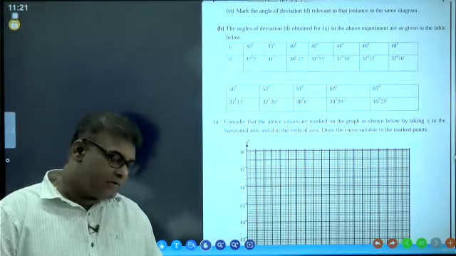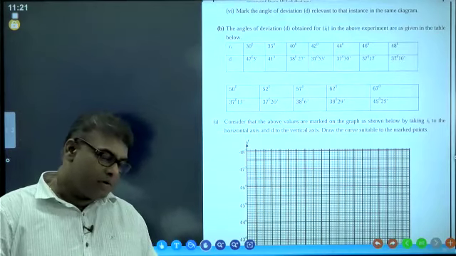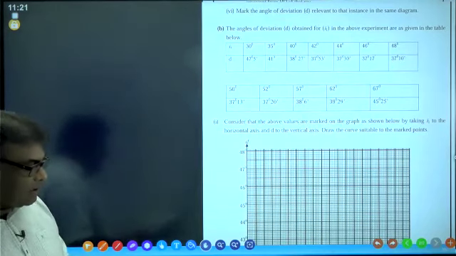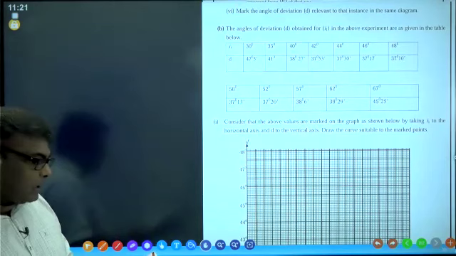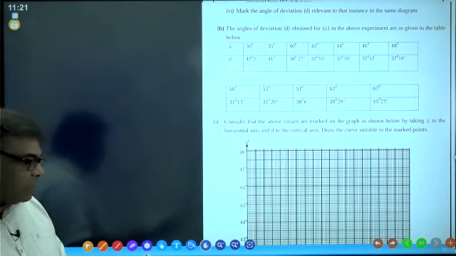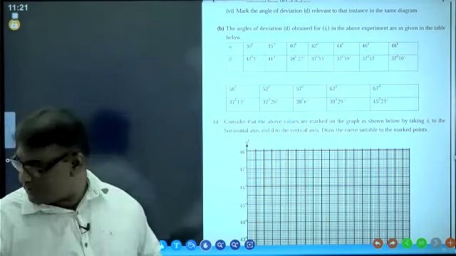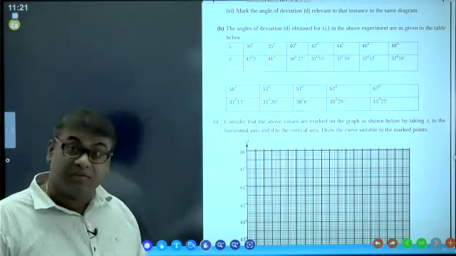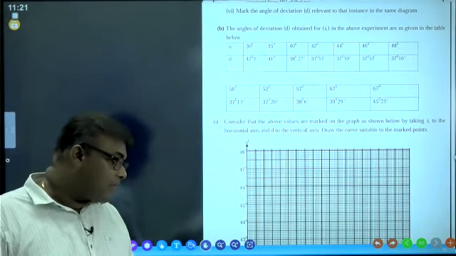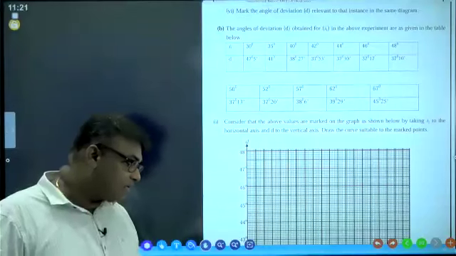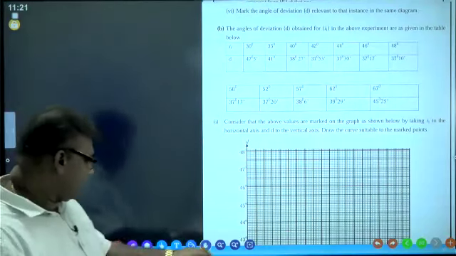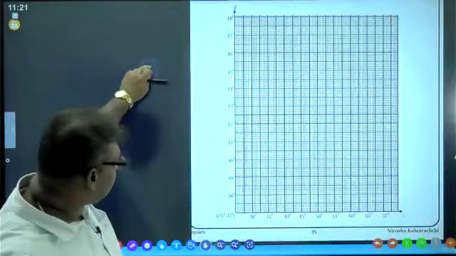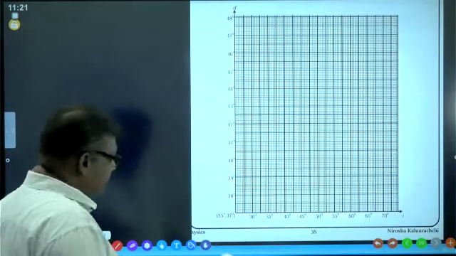Mark the angle of deviation D relative to the incident angle in the same diagram. We labeled, no? Right. The angle of deviation D obtained for I1 in the above experiment is as given in the table. Angle of incidence and deviation angles are mentioned, no? Okay. Right, the graph table is mentioned, so we can mark them.